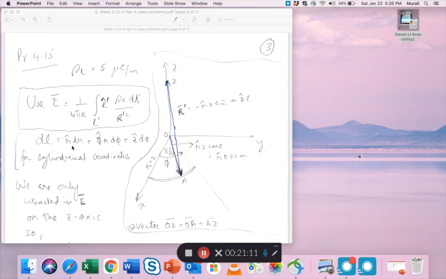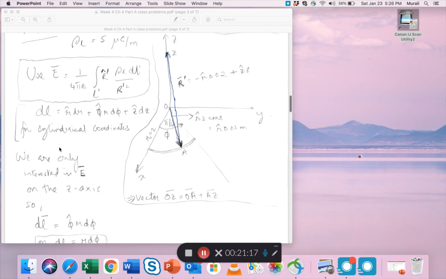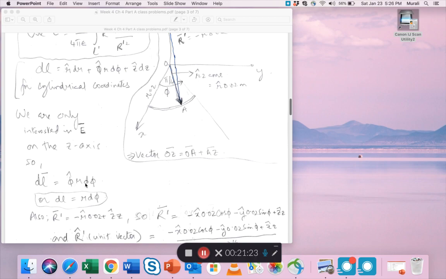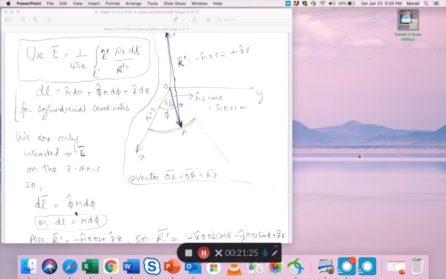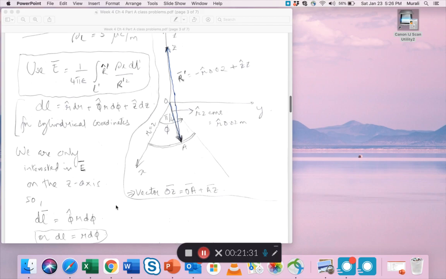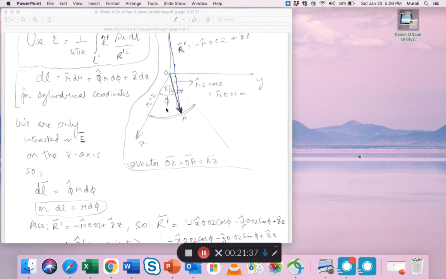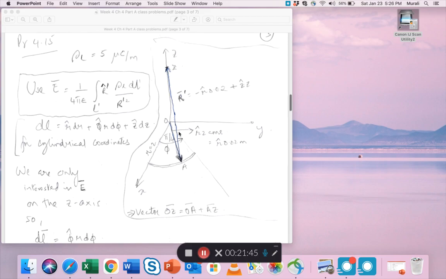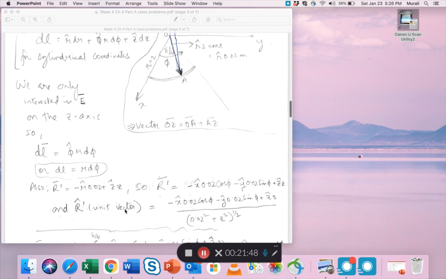Okay, so dl is for cylindrical coordinates, it's like this, right? So we are only interested in E on the z-axis, so dl just becomes like this, or dl, the scalar, becomes r d phi. Okay, so we're only interested in this plane, right? Okay, now r prime, which is a unit vector in this direction, right? This is r prime, is like this. Now how do I get this?